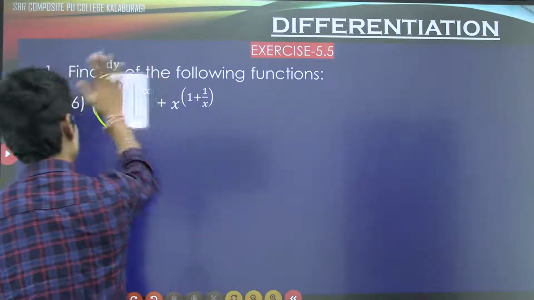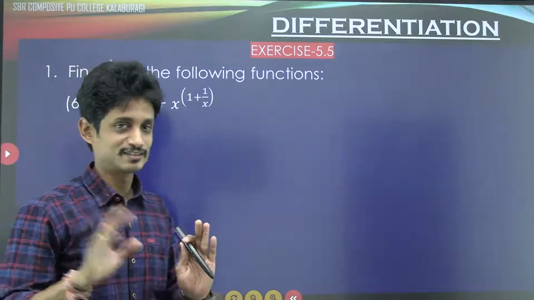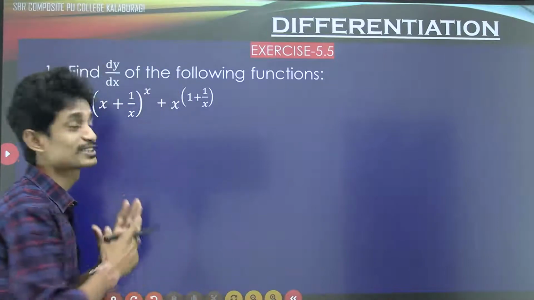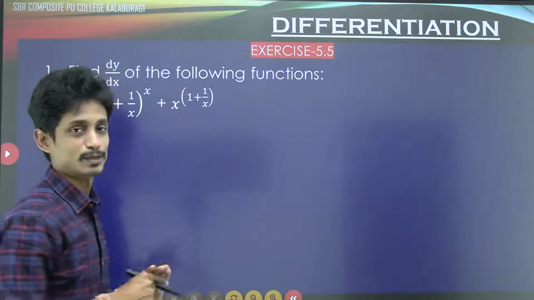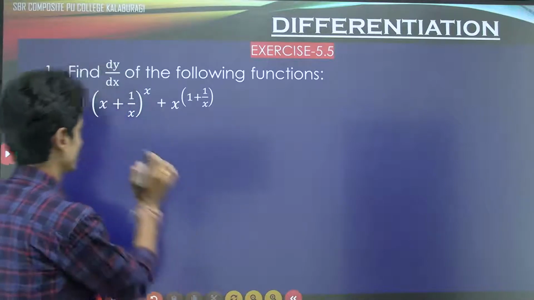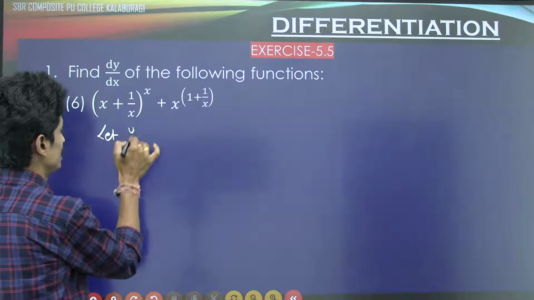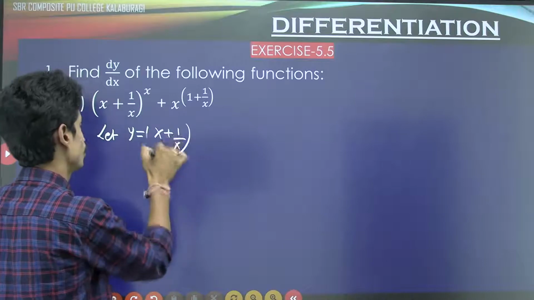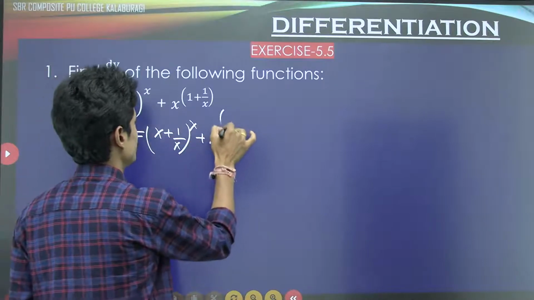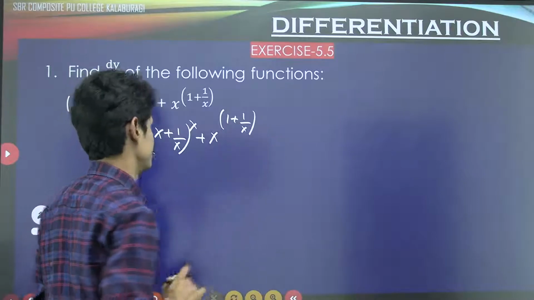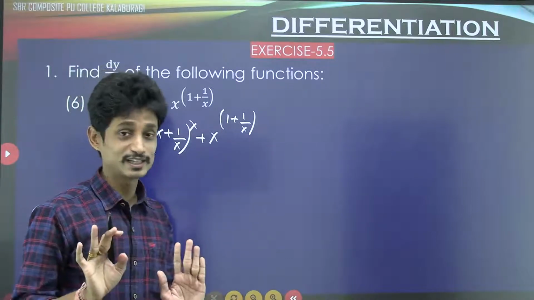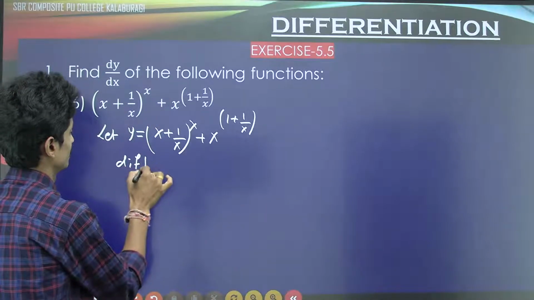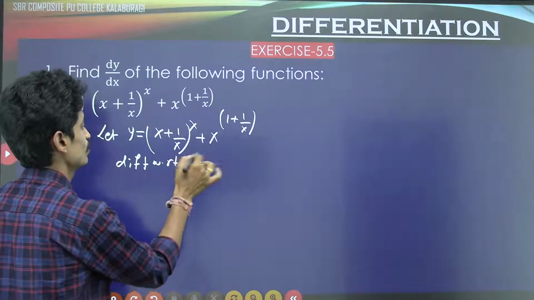राइट? At a time, if you observe this problem, we will get scared about this problem because of the u power v and something they have given. No need to be scared about this problem. Easily we can solve it. Let us start. Okay. Let us consider y is equal to x plus 1 upon x whole power x, plus x power 1 plus 1 divided by x. First, I'll differentiate. I'll not take the logarithm method. It's so lengthy. So, differentiate with respect to x.